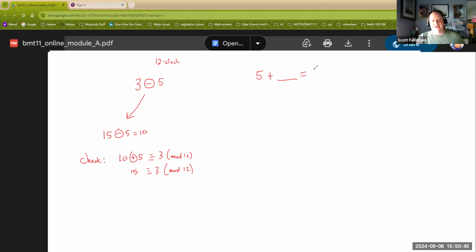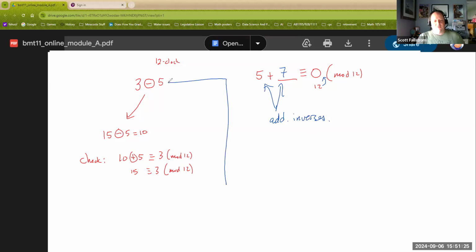5 plus what gets me to 0 in a 12 clock, right? So remember, in mod 12, 0 is like 12. So you can think of this as being like the number 12. So 5 plus what gets you to 0, or 5 plus what gets you to 12? And hopefully you'll be able to say, oh, I see it. 5 plus 7 is the same as 12, but 12 is the same as 0, so this works out. That means these two numbers are additive inverses.